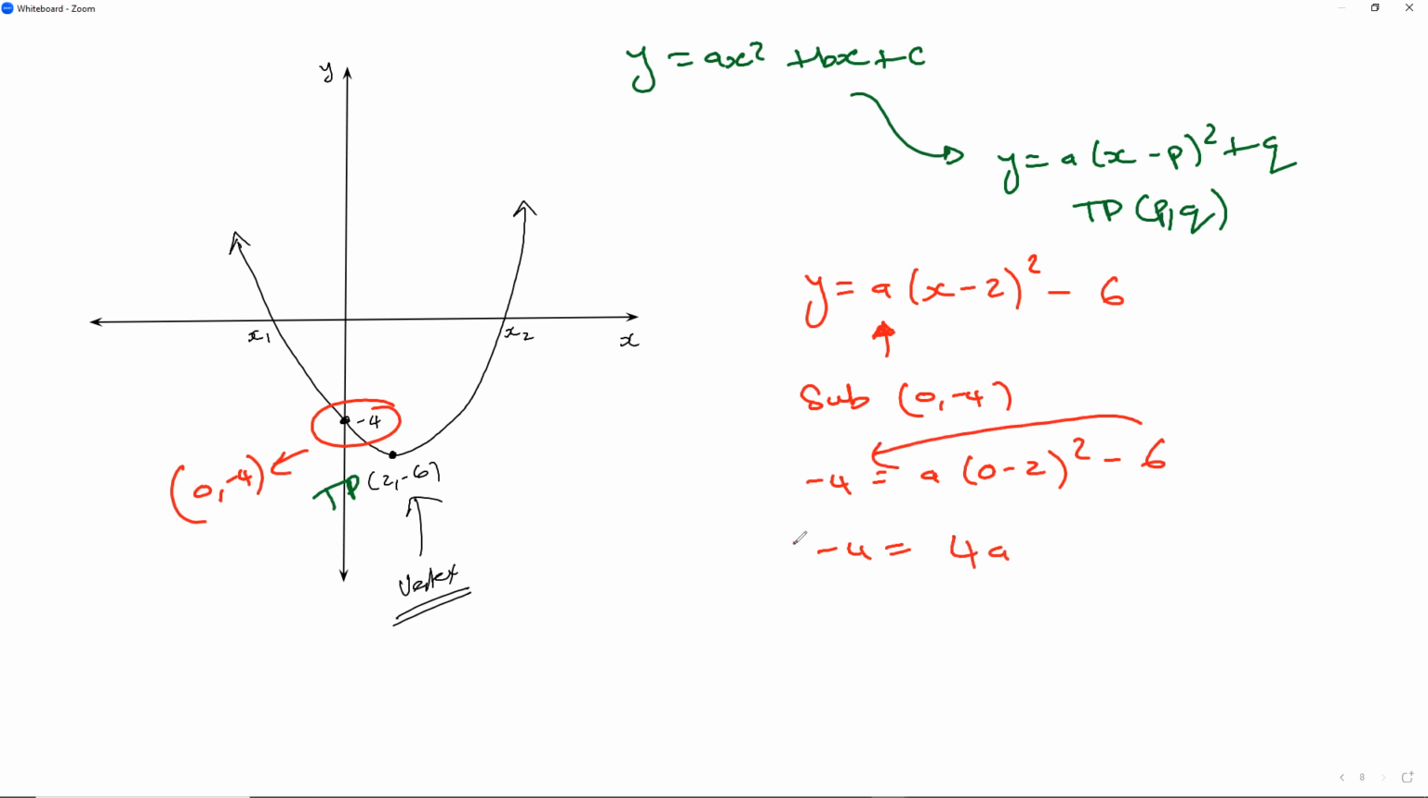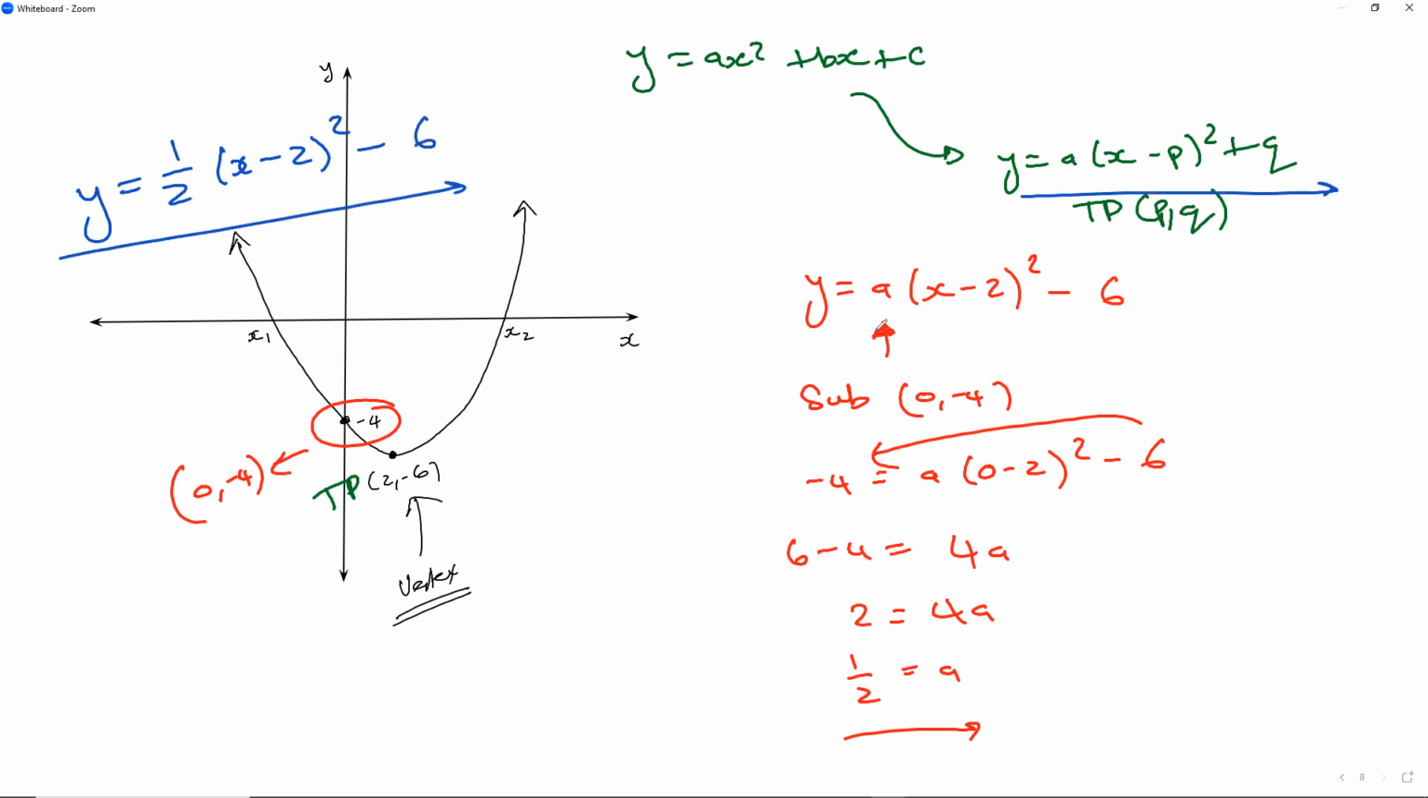Minus 6 can actually move across and become plus 6. That'll become 2 equals 4a. 2 divided by 4 gets me a half. And so a will equal a half. And we can then put this all back into the equation and get y equals a half (x minus 2) squared minus 6. And that's the equation in turning point form, in vertex form. All right, so it's the vertex form of the quadratic. We could multiply the bracket out, simplify it, and then that's what we would get in the original form, if we're asked for it or if we need to do that.